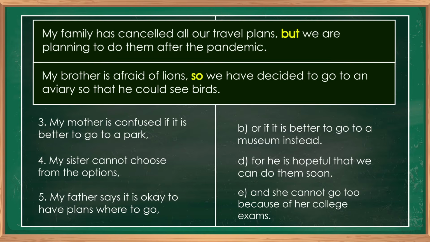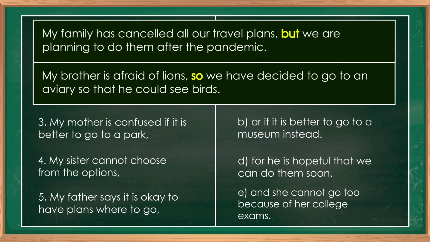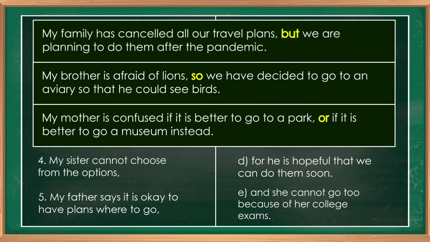For number 3, the answer is letter B. The sentence will be, my mother is confused if it is better to go to a park or if it is better to go to a museum instead. Or is the most appropriate coordinating conjunction for the sentence to explain why the mother is confused. She is weighing her options either to go to a park or to a museum.